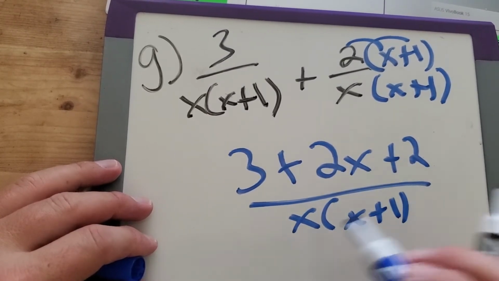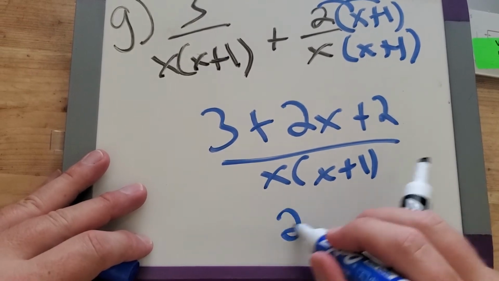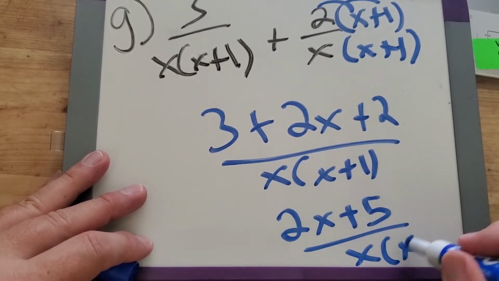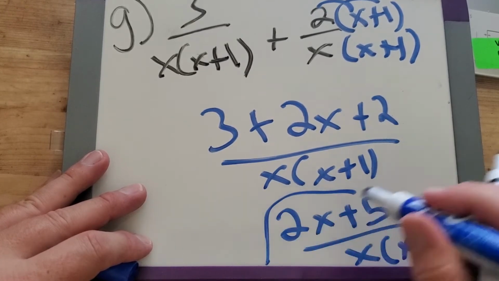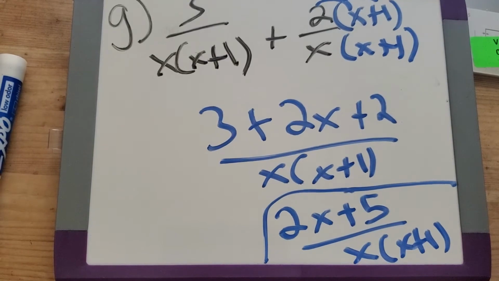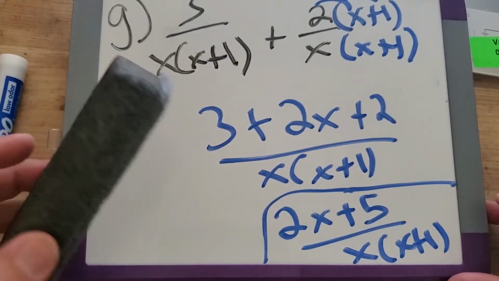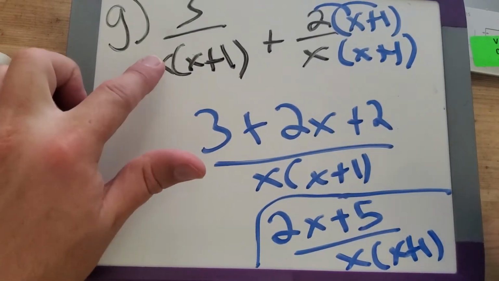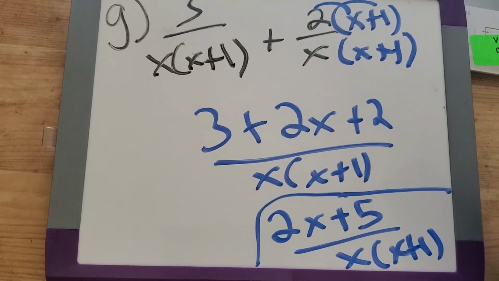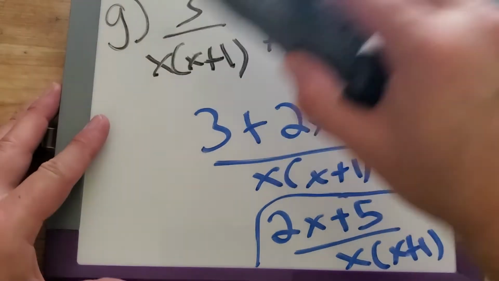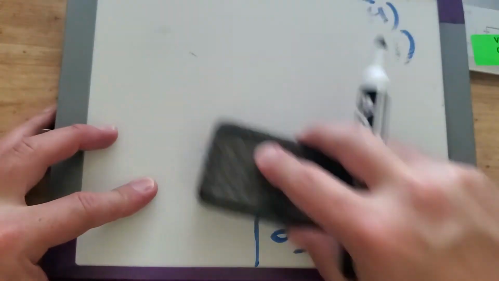So I get 2x plus 5 over x times x plus 1. And I know I'm done because I can't factor the top and no parts cancel. I like it. So that was just getting an LCD. You had to factor this first guy to see what he had so you can see what the second guy is missing. How can you tell what they're missing if you don't know what they got? Okay.